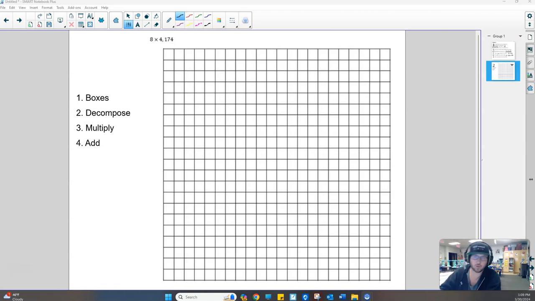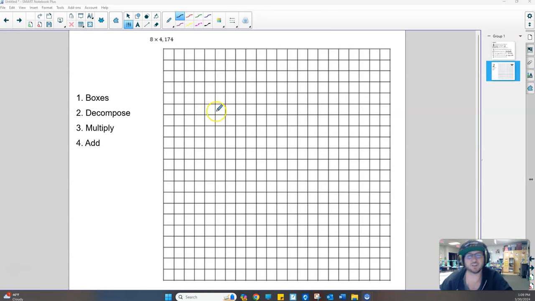Hi friends, welcome to problem 2 of the Unit 6 test. In this one we're going to look at this problem here, 8 multiply 4,174. Now I've already written our steps off to the side of the screen. Boxes, decompose, multiply, add. And we have the boxes over here.